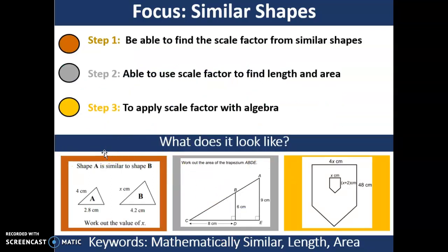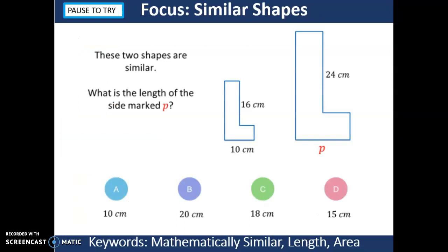What I want to do is try a couple multiple choice questions for you to see whether or not you understand. I'll pause those ones for you to try as well. This is the very first one. You might want to pause. Okay, so we find the corresponding side that we do know. From 16 to 24, we times by 1.5. So from 10 to here, we times by 1.5, and we get 15.